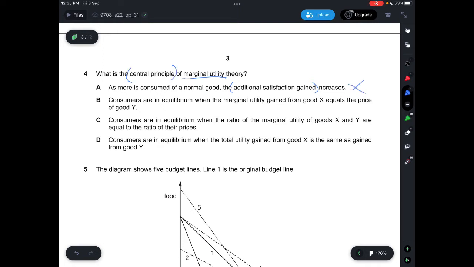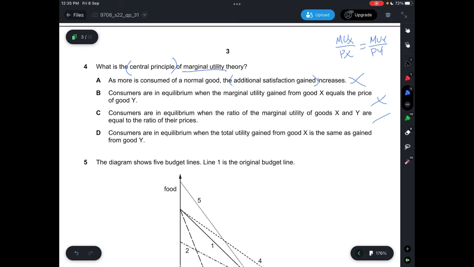B, consumers are at equilibrium when the marginal utility gain from good X equals the price of good Y, which is incorrect because it's like what I mentioned just now, it is MUX divided by PX equals MUY divided by PY. And C, consumers are at equilibrium when the ratio of marginal utility on good X and Y are equal to the ratio of the prices, which is correct.